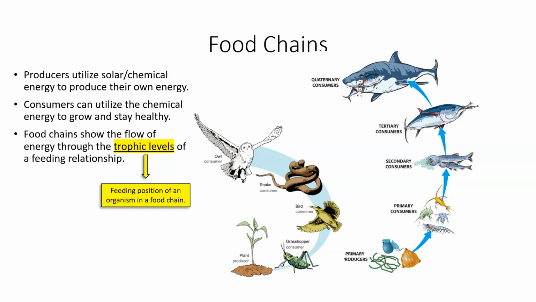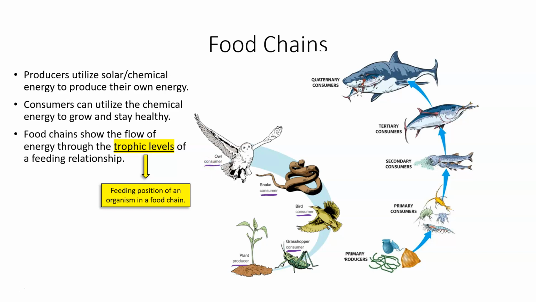But one thing food chains always have in common is they always start with a producer. In this terrestrial food chain, this particular plant is the producer. The grasshopper in this case would be the first consumer. The bird would eat the grasshopper, and so that would be the second consumer. The snake would eat the bird, that would be our third consumer. And the owl would eat the snake, and so that would be a fourth consumer.